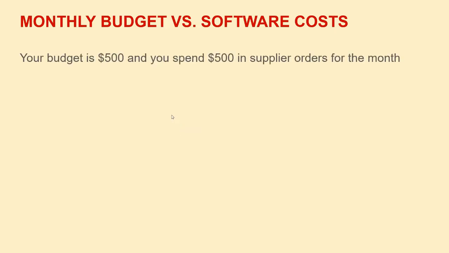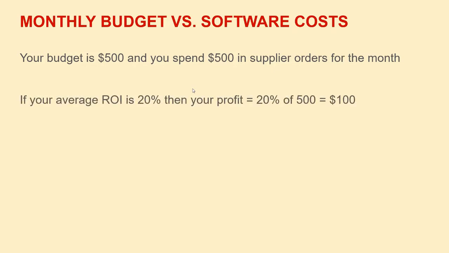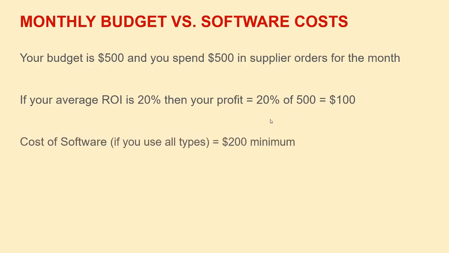Now, your budget, let's say for example, is $500. And what I mean is that you have $500 to spend on actual orders in order to fill the orders for the month. Now let's say your average ROI is 20% on these orders. Well, then your profit would be 20% of the $500 you invest, which means you would make $100 profit.